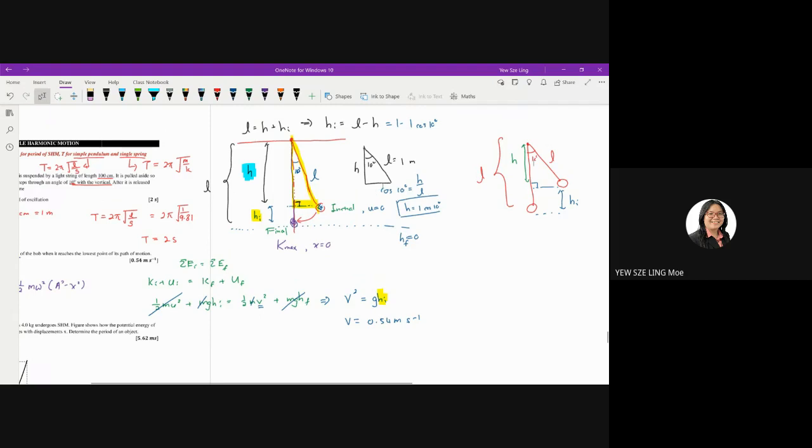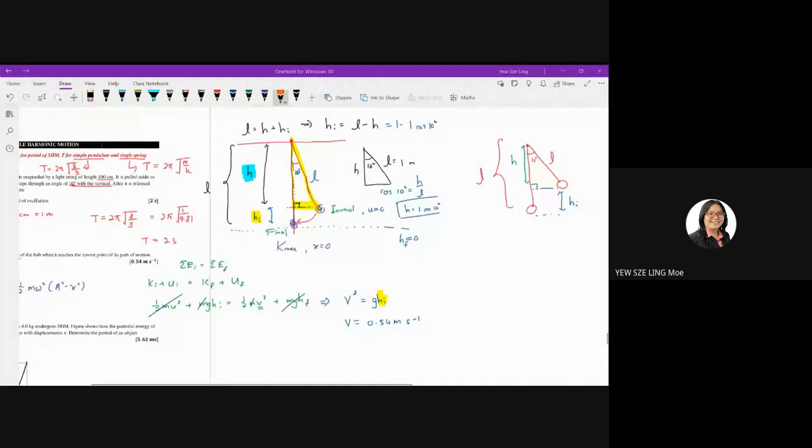Make sure you understand this diagram because it's not only in this chapter. You're going to use it in chapter 7, in chapter 6, because it involves circular motion. So you need to know how to calculate the length and so on. I give you 3 minutes to write it down before I proceed to the next questions.